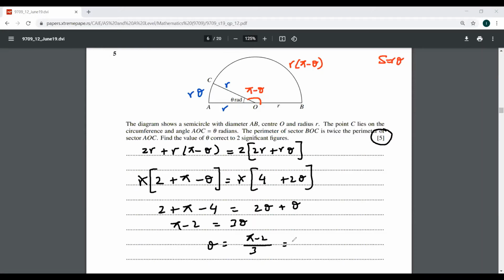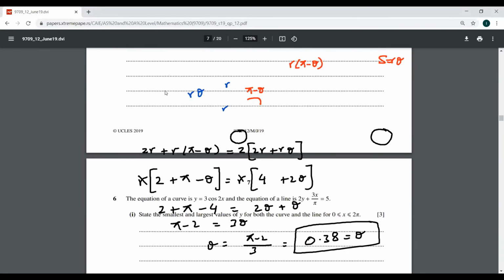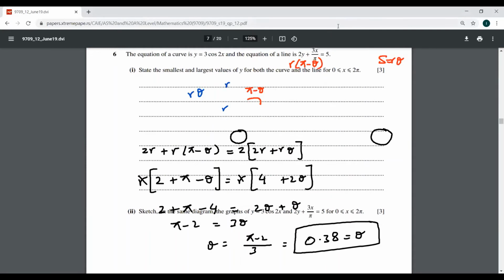Who will tell me this, correct? 0.38. Please remember, you can save your 1 mark by writing the answer correct to the given level of accuracy here. You're doing all this working, everything is correct, but you're just ignoring this thing. That means you're being careless, and you're going to lose that 1 mark. So that is how you have to do this fifth question, and then we move on to the sixth question.